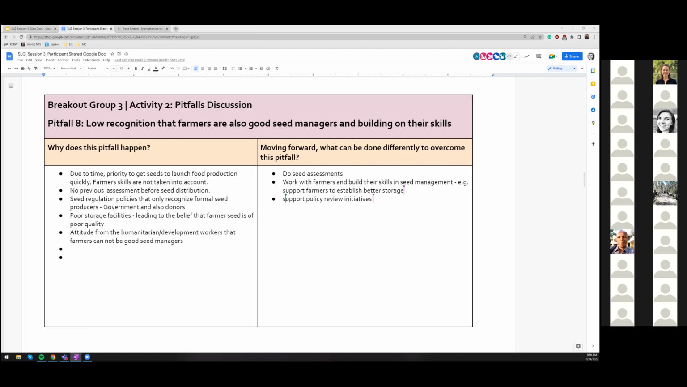Moving forward, we only got 3 points. These are, of course, doing a seed system assessment before the actual seed distribution interventions, and also working with the farmers to build their skills. This, of course, is also connected to the seed system assessment. And finally, working with the policy makers to review some of these policies that only recognize formal seed production systems. Over and back to you.